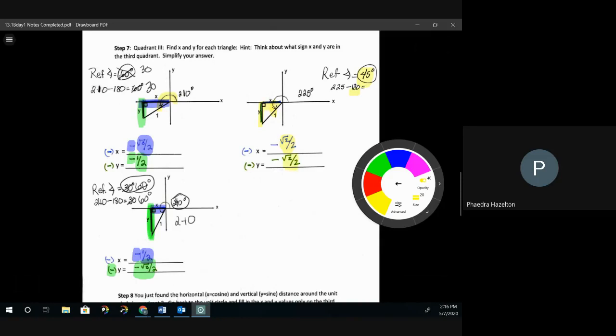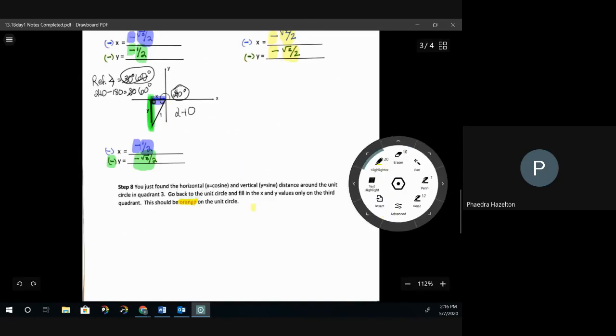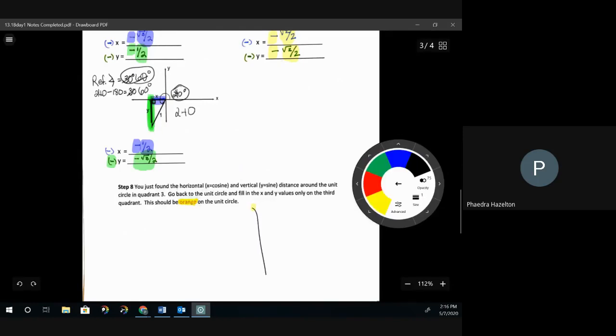And then you're moving to the left. So that's negative. And then you're moving down. So that's negative. Go back, and now we're going to be in quadrant 3 here in your unit circle.